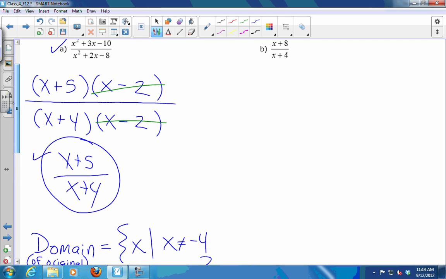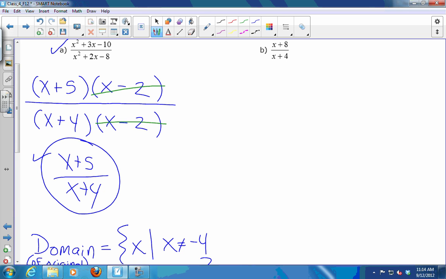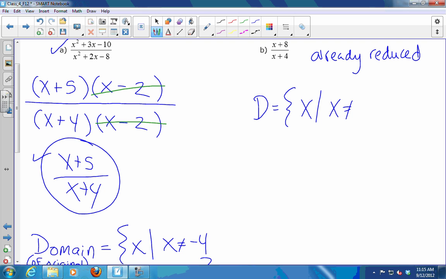So x plus 8 over x plus 4. You can't do anything. Those are both completely factored already. So this is already reduced. It's in lowest terms. There's no factoring that can be done, so there's nothing to cancel. What's the domain? Yep, set of all x except -4. Right.